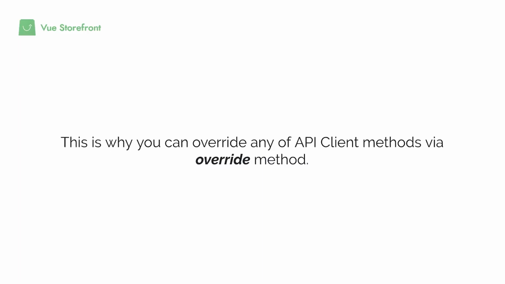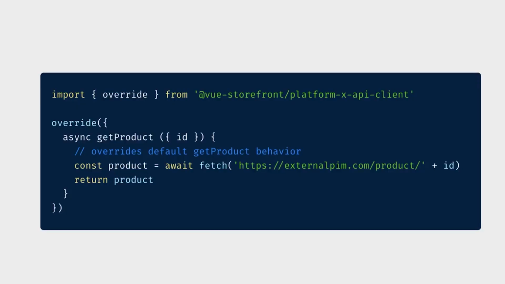To give you flexibility of using all of the tools, but still leveraging our API client, we made all of its methods overridable through the override method. Let's take a look at how it could look. First, we need to import the override function from API client. Then, inside of this, we have an object. And in this object, we are just passing certain functions that we want to override.